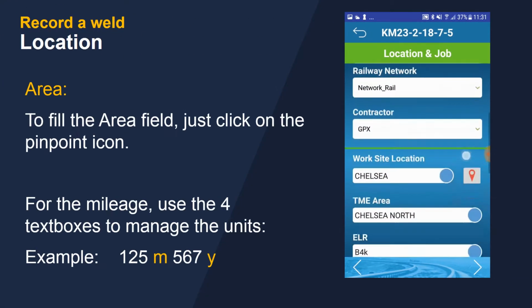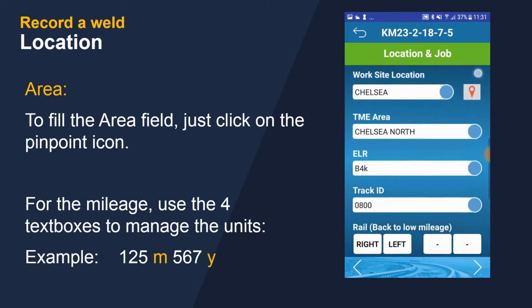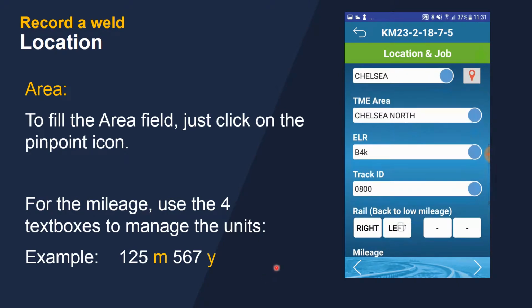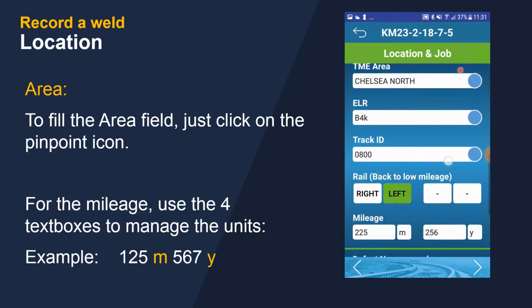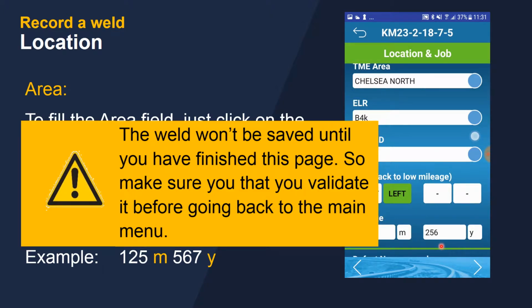The second part of this screen is the location of the weld. To fill in the name of the area, you can simply click on the pinpoint icon. For the mileage, use the 4 text boxes to specify the units. Example: 125, M for miles, 567, Y for yards. Caution: the weld won't be saved until you have finished this page, so make sure that you validate it before going back to the main menu.